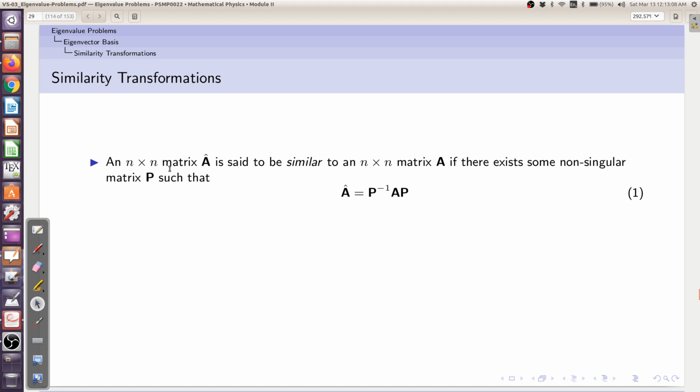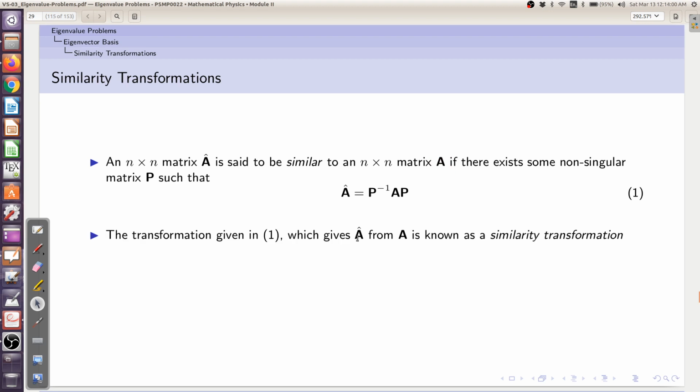For that we need to understand what is a similar matrix. Let's say I have an n cross n matrix A, and there is another matrix called A cap. This matrix is also n cross n, obviously. Then A cap is said to be similar to A if there exists some other non-singular matrix P, that means the inverse of P exists, such that P inverse times A times P is equal to A cap. If this relationship holds, then we say that A cap is similar to matrix A.